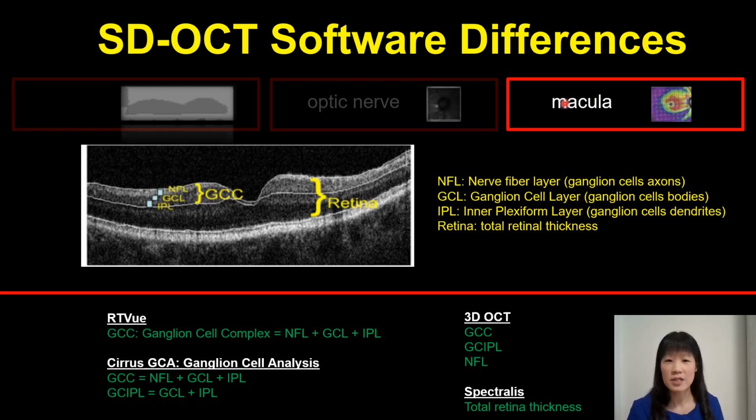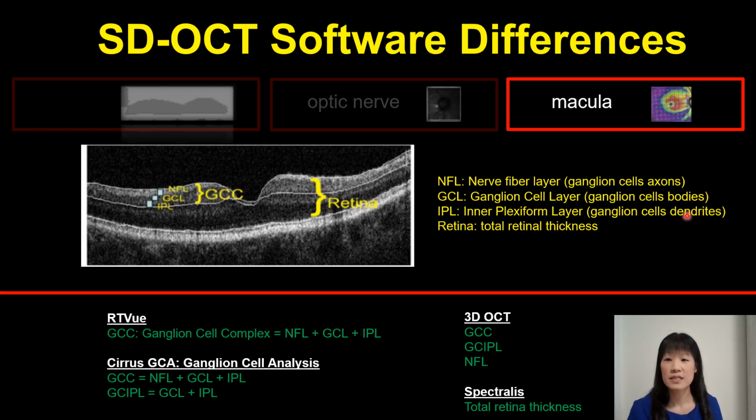So here you can see differences in software for the macula, the third region of interest. And as we alluded to before, you can visualize different layers of the macula. And it's important to realize that different machines have differences. RTVue, 3D OCT, Cirrus, and Spectralis are measuring different layers of the macula. So for example, the RTVue has the ganglion cell complex, where it gives us the total thickness of the ganglion cell complex, which is comprised of three layers: the top retinal nerve fiber layer, which is the ganglion cell axons; the GCL, the ganglion cell bodies; and the inner plexiform layer, the ganglion cell dendrites.